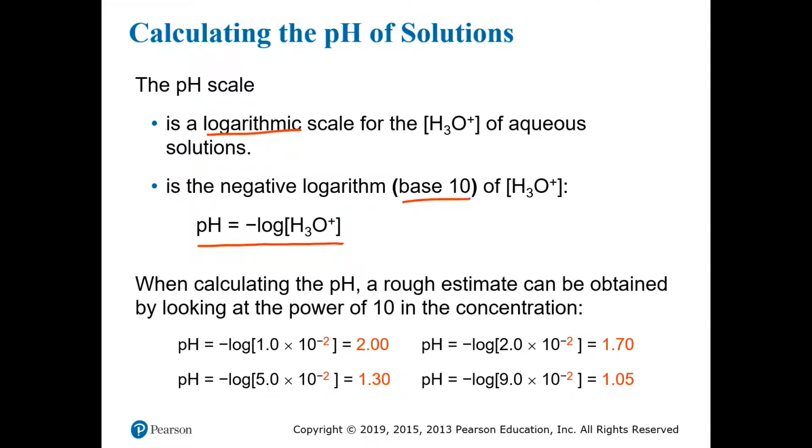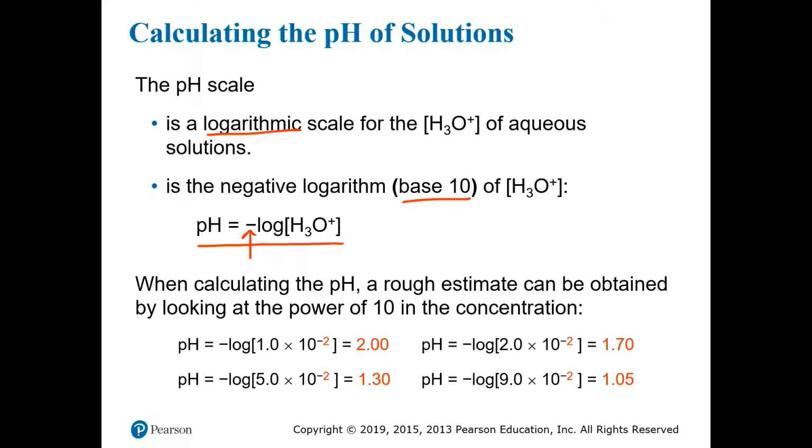Now, this is a base 10 logarithm, so make sure that you're using the correct key on your calculator and not the natural logarithm or something else. And also don't forget this negative value. Since the concentration values often have negative exponents, this negative value makes all of our pH values positive rather than having to work with negative values consistently.